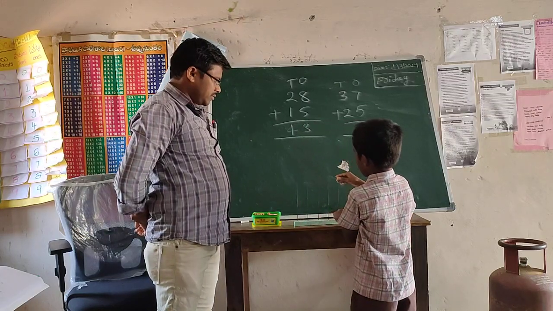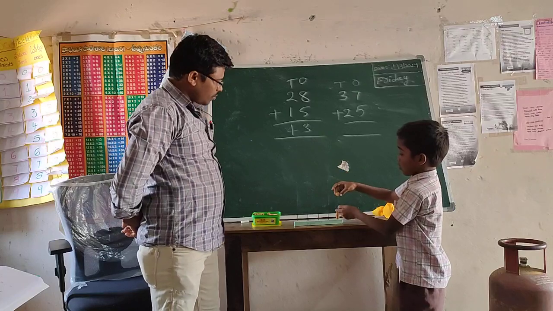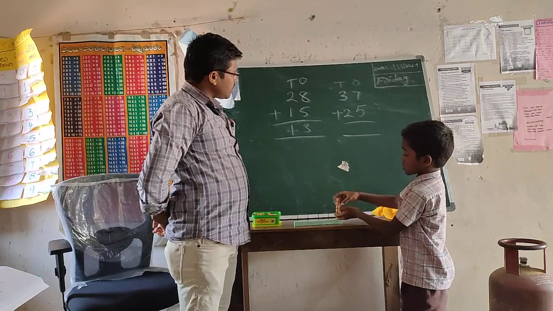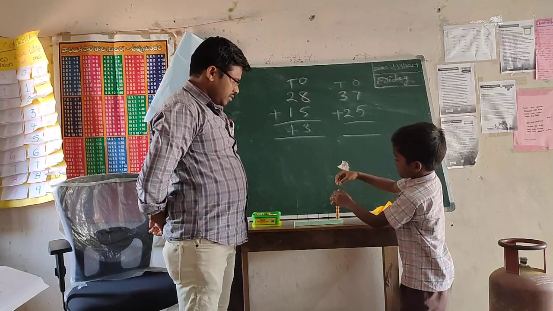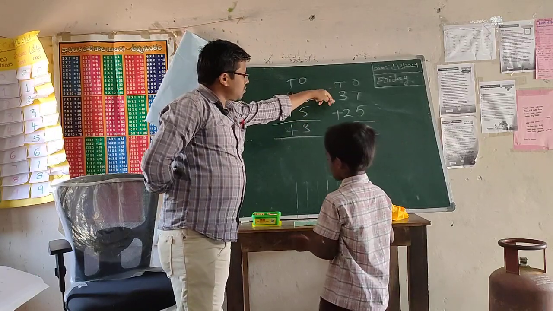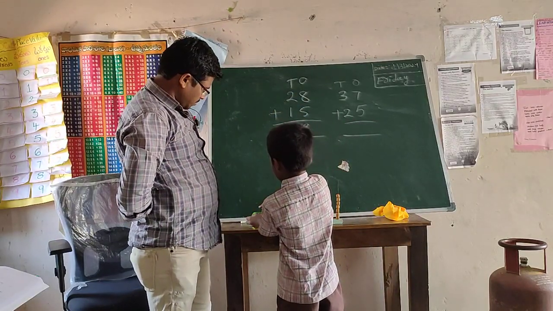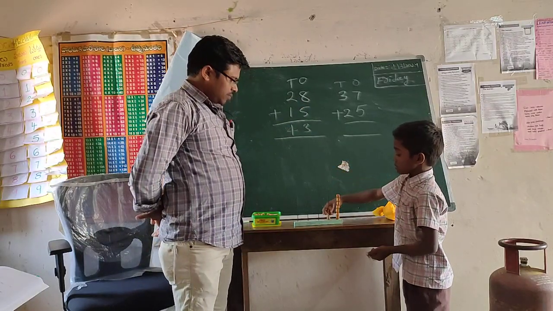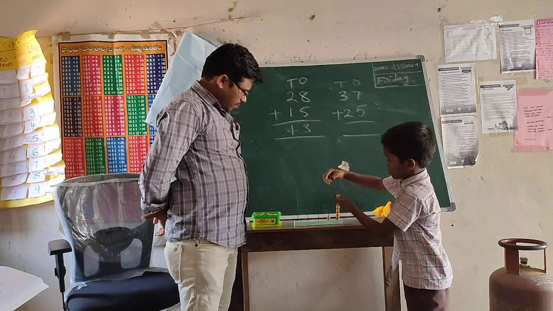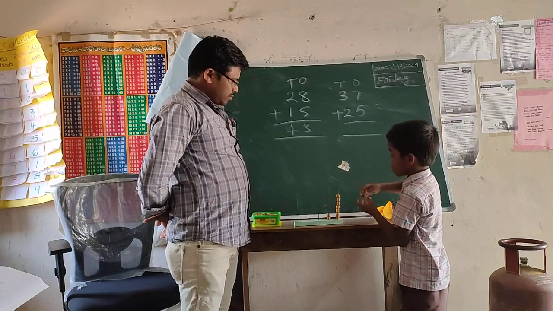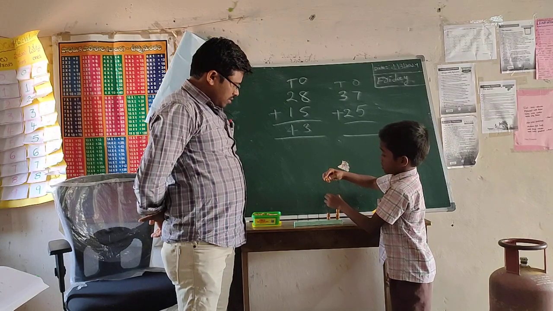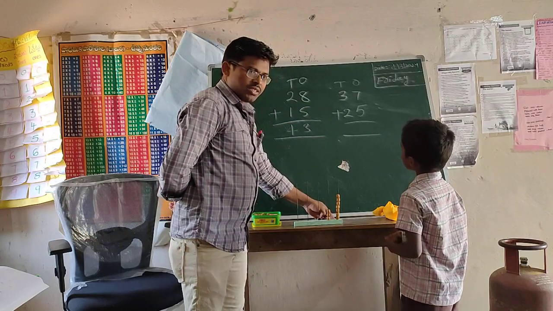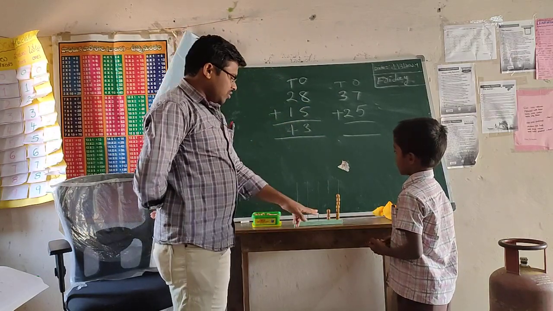3, 4, 5, 6, 7. So 7. Observe carefully, all of you. 1, 2, 3, 4. So 3 tens, 30, and 7 ones, 7. 30 plus 7 is 37. So now it is 37.